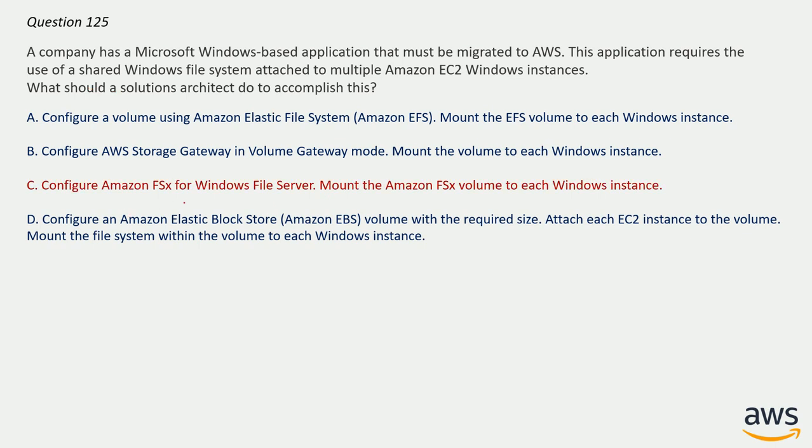Configure Amazon FSx for Windows File Server. Mount the Amazon FSx volume to each Windows instance. And this one is correct here because Amazon EFS is not supported on Windows instances, and it is clearly mentioned that it is a Windows-based application.